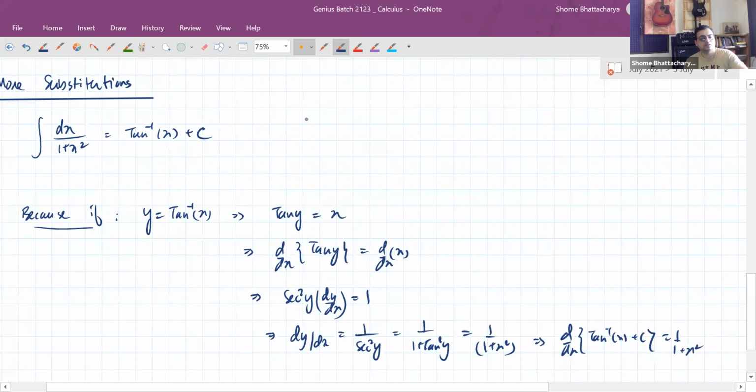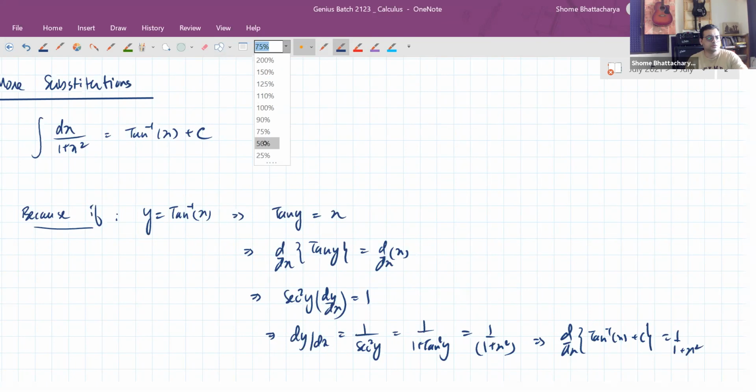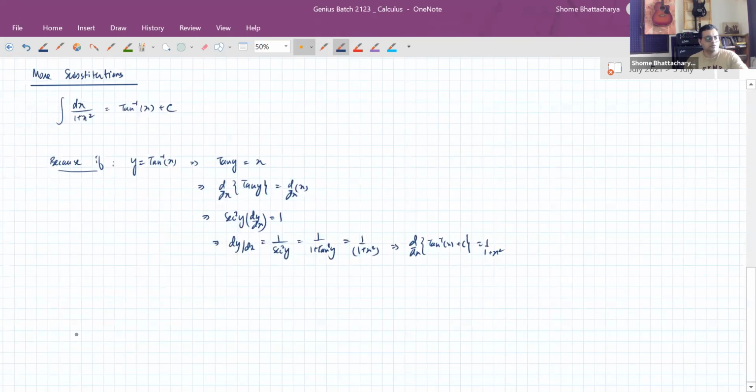However, this above integration, instead of memorizing it, you can also understand it as another example of substitution. So this is the direct method, that we just know that tan inverse x is the antiderivative of 1 upon 1 plus x square. So this is one way, that we just remember this factually.